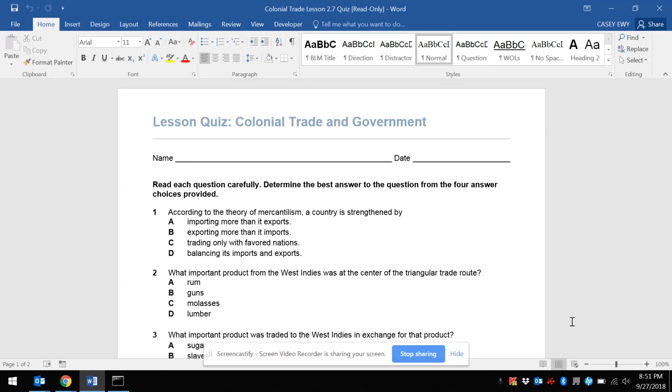Okay, lesson quiz, colonial trade and government. Directions. Read each question carefully. Determine the best answer to the question from the 4 answer choices provided.